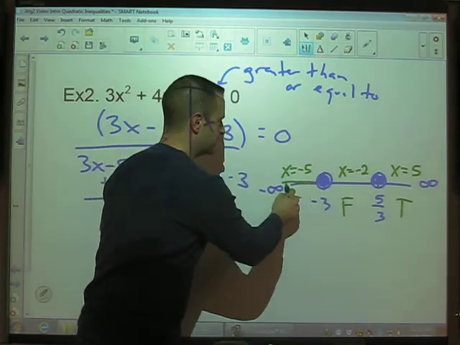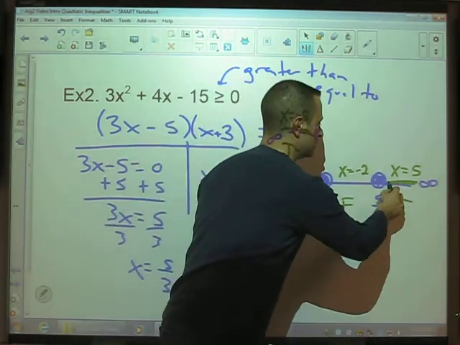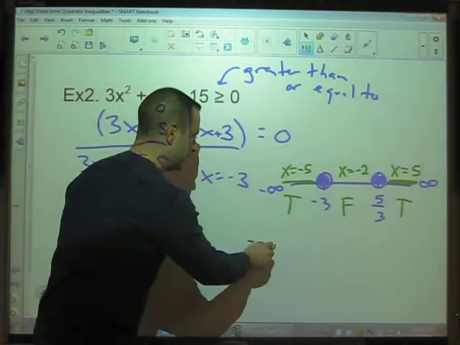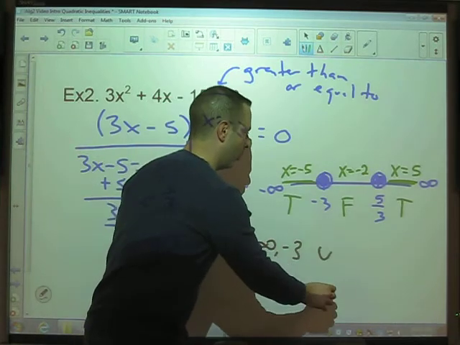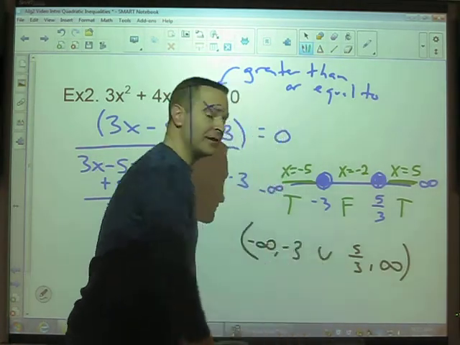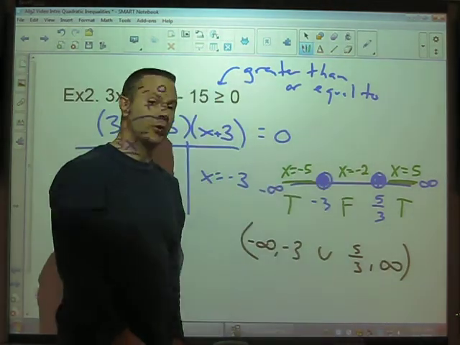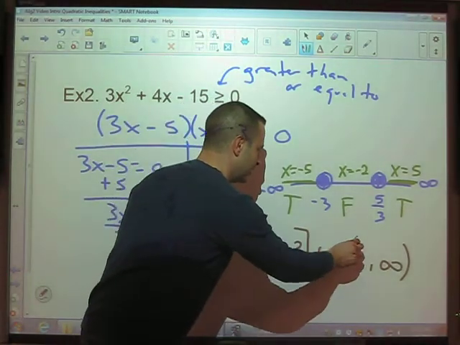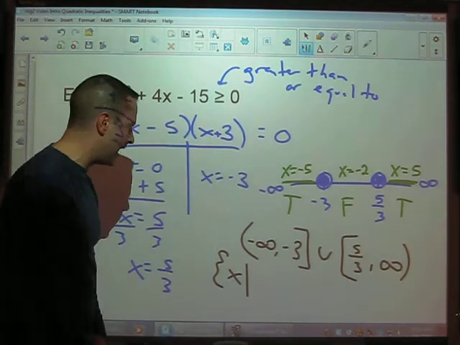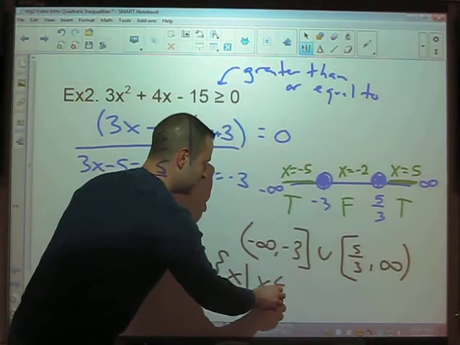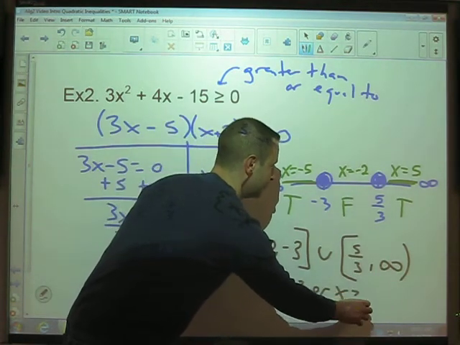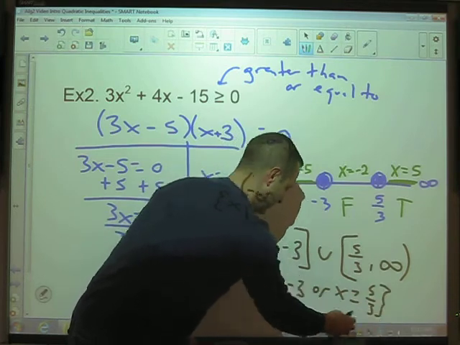So therefore, this section's in my solution set, this section's in my solution set. So if we go least to greatest here, we're talking about negative infinity to negative 3, or 5/3 to infinity. As I said before, you can never equal infinity, but because these are filled in circles for the first time, we use a bracket to show that they're included. And then the set builder notation, the set of x's such that the x's are going to be less than or equal to -3, or the x's are greater than or equal to +5/3.